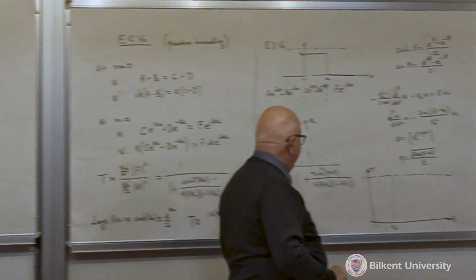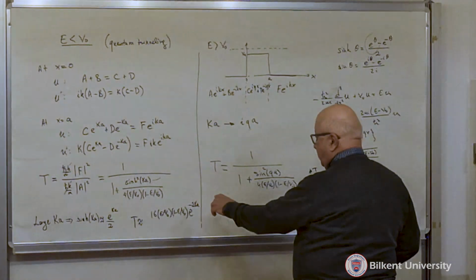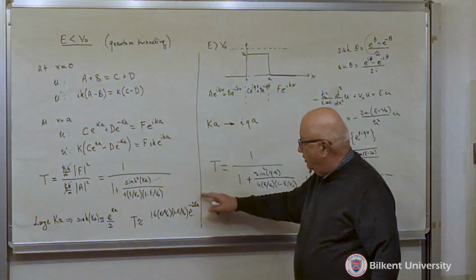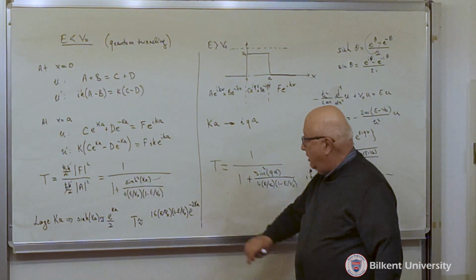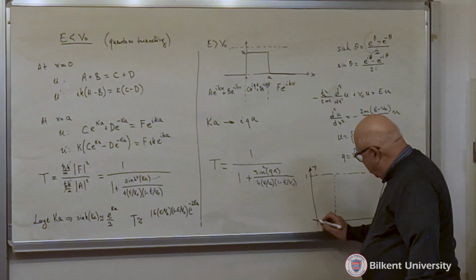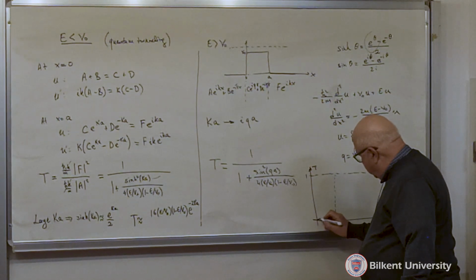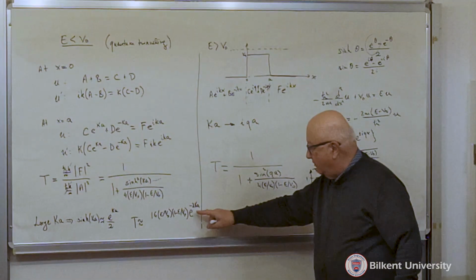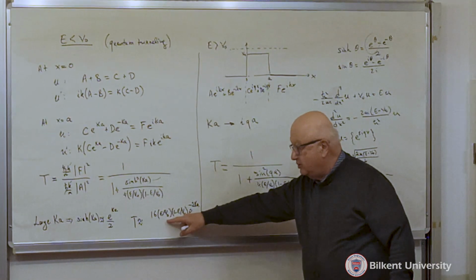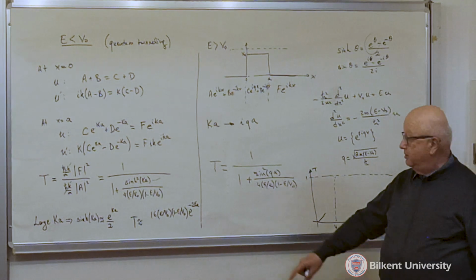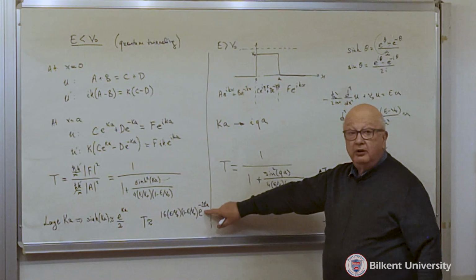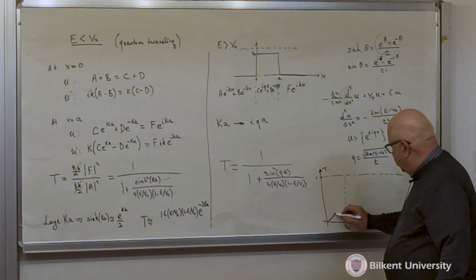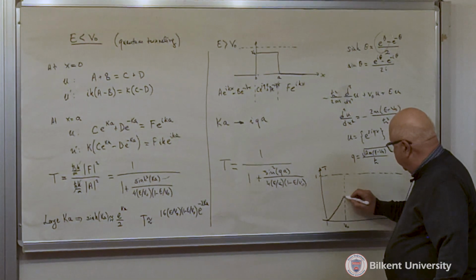So for small values of energy, I am going to get a large value of Ka, which is going to dominate this equation. And then I'm going to get an exponential-like dependence. Obviously, there are other terms here, but these are slowly changing with energy. This is changing exponentially. Okay? And then it's going to reach a certain value.